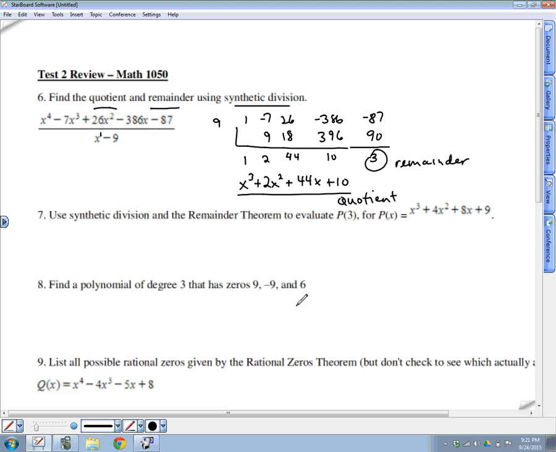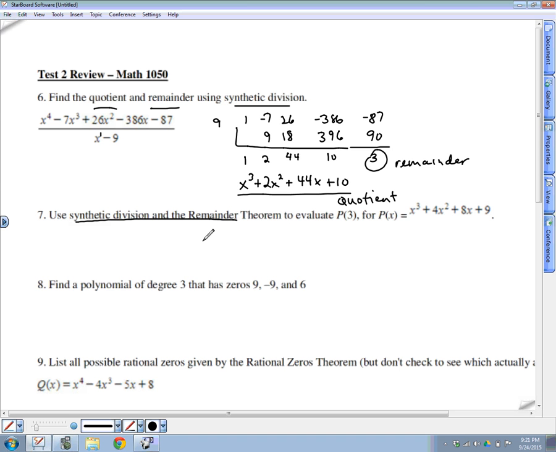Okay, question 7 is also from section 3.3. If this first part weren't here, and all it said was to evaluate p of 3 for this polynomial, you just replace all the x's with 3's and be done with it. And that's okay to do just to see what the answer is, but to get credit for this problem, you have to show that you use synthetic division and the remainder theorem.